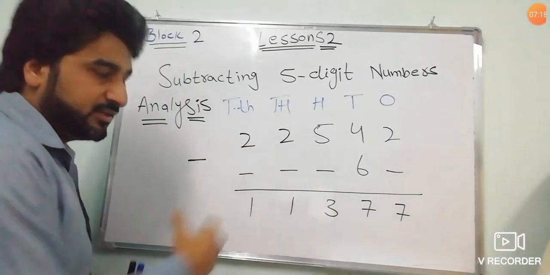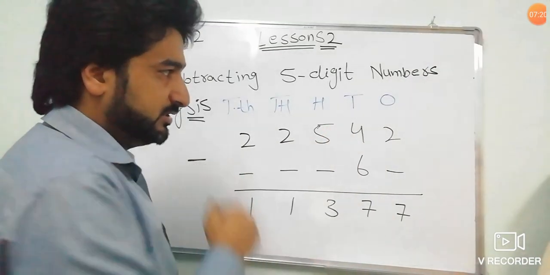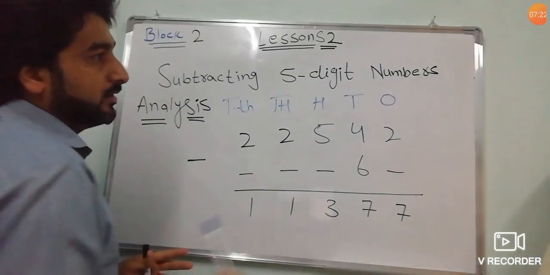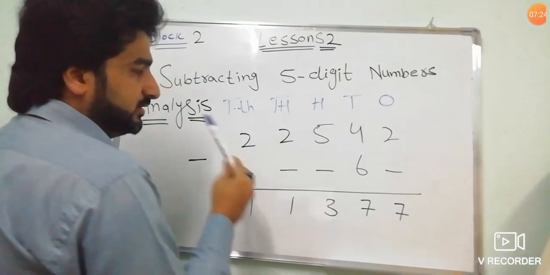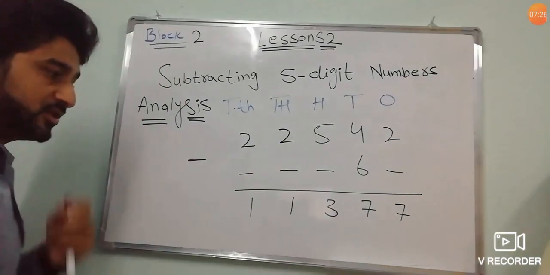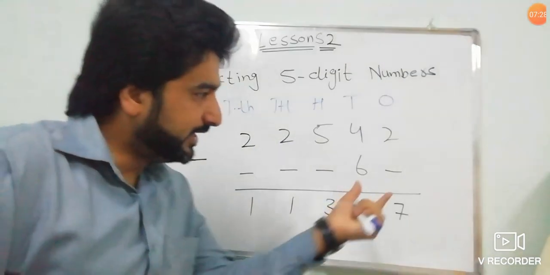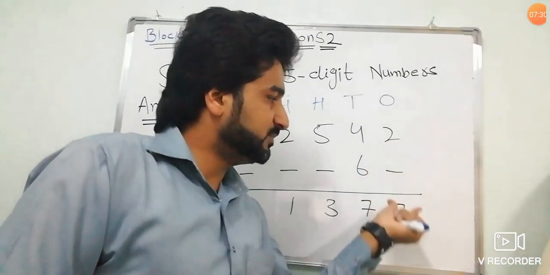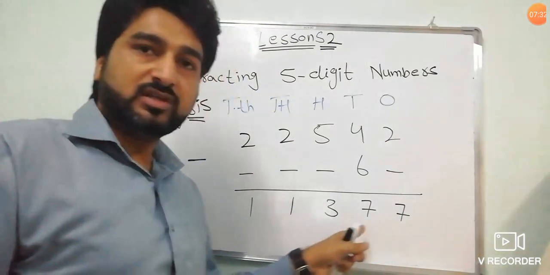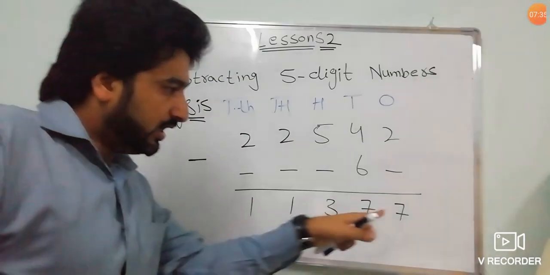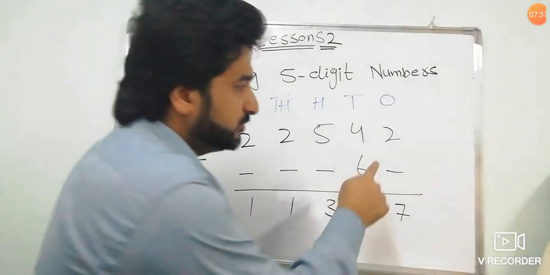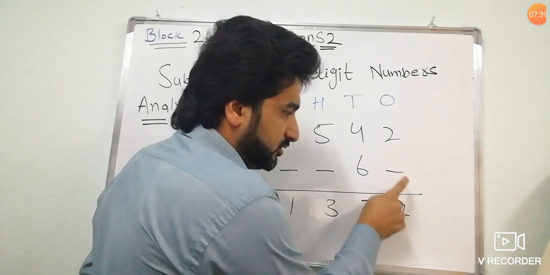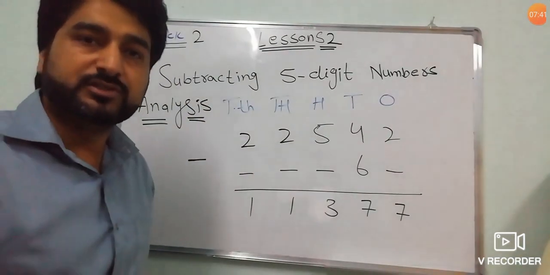Let's start. I already arranged all the numbers according to their place values, like ones, tens, 100, 1000, 10,000. So these digits are also arranged. So let's find how we will find this missing number that is at the ones place. First we will see that answers are also given. So from 2, what will you subtract to get 7? This is the first question.